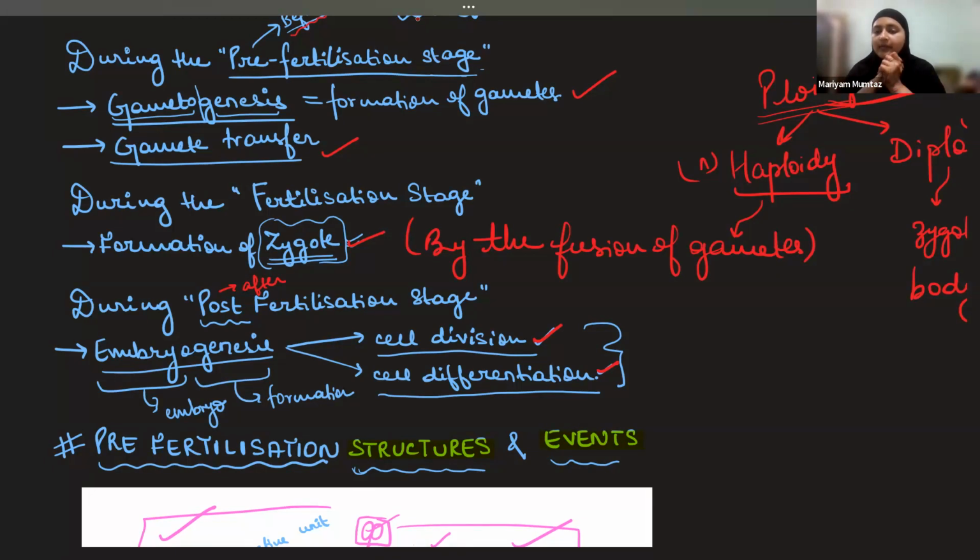What is the ploidy of gametes? Haploid. Gametes are haploid. What is the ploidy of the zygote? Diploid. First of all, tell me, what is ploidy? Abdul, you can also try. What is ploidy?